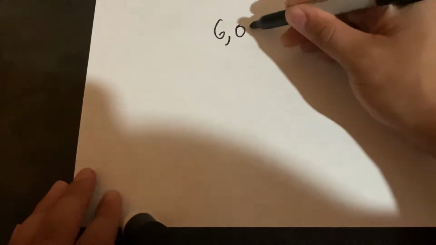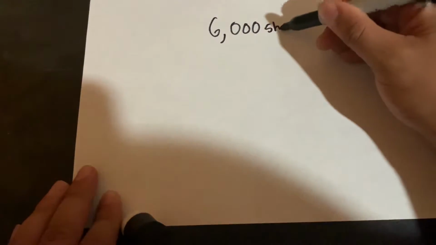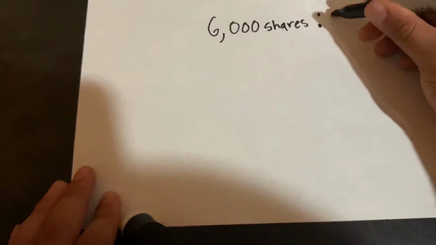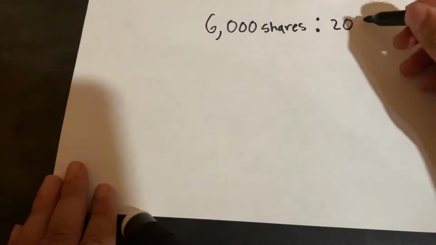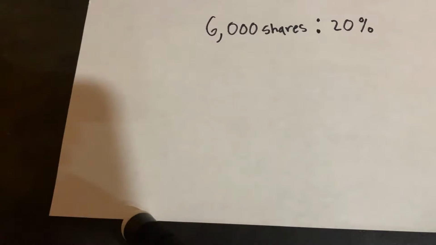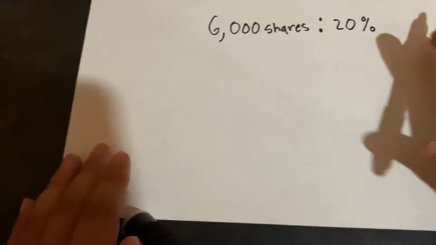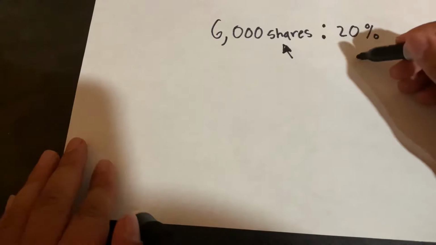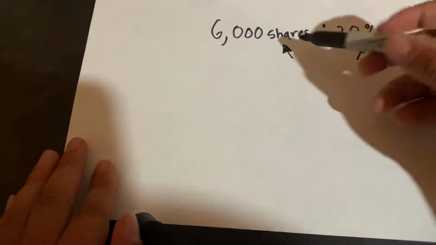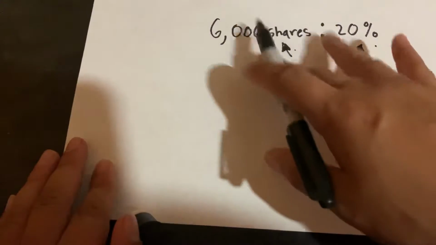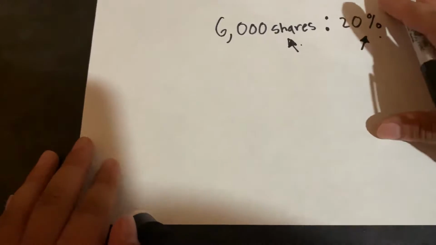He gave me the information that 6,000 shares is going to be 20% of the company. If you have the 6,000 shares of the company, you have 20% of the company. And that's a ratio. Whenever you have a relationship between two measurements, we have shares and percentage of a company. That's a relationship between these two numbers, and that's a ratio.